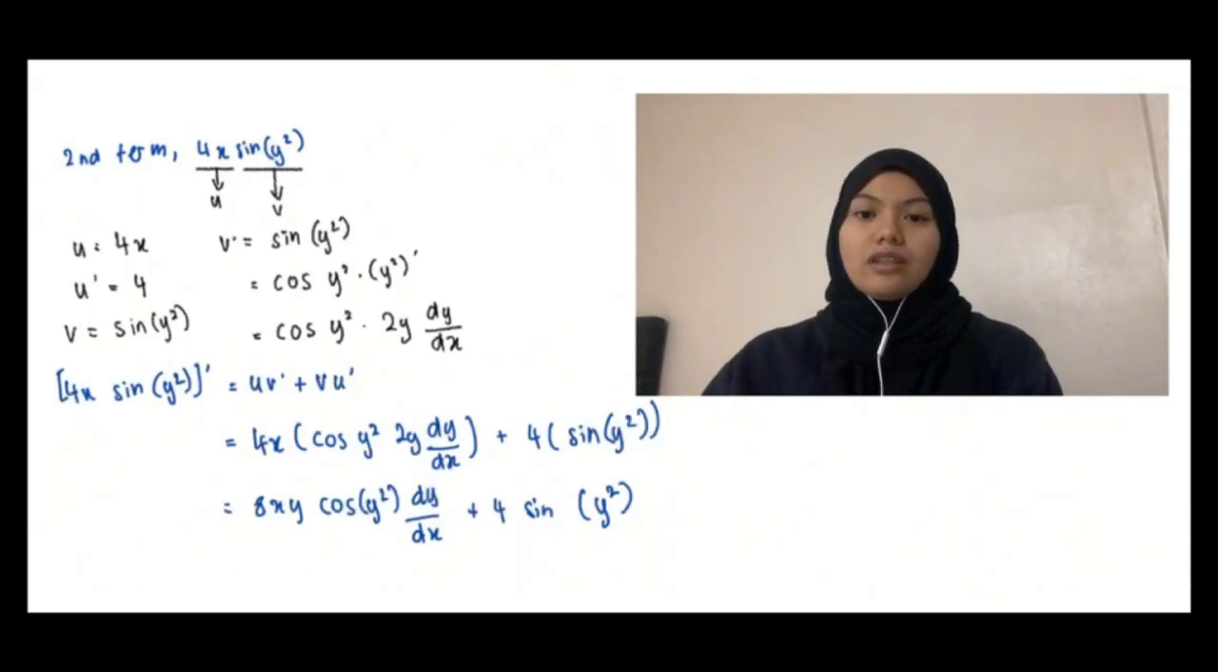However, for our v, when we want to derive it, we have to derive the trigonometry first, and only after that we will derive the y, and then deriving everything again, and we will have our 4x sine y squared in the form of the product rule.